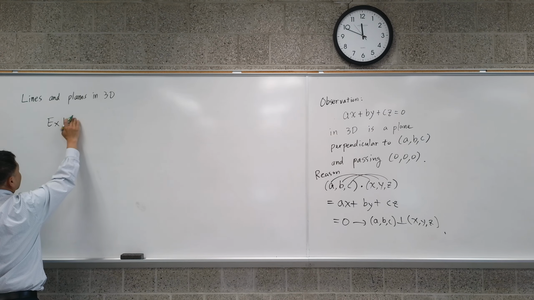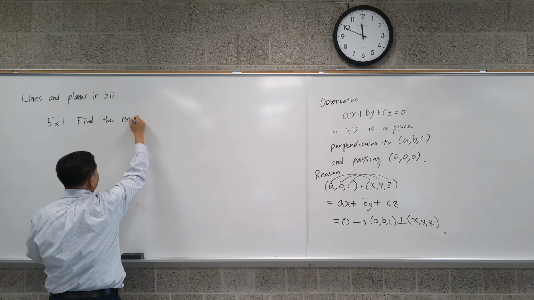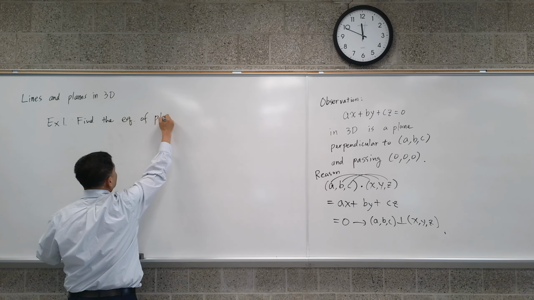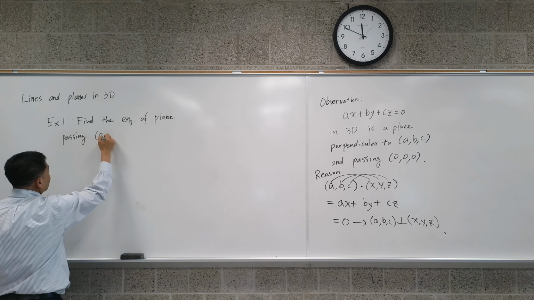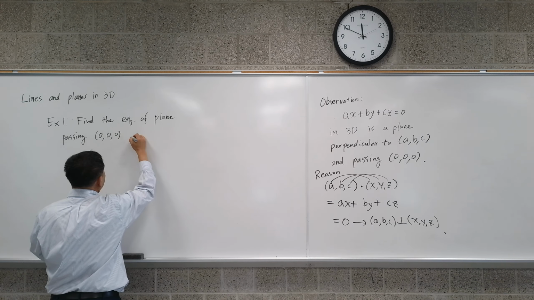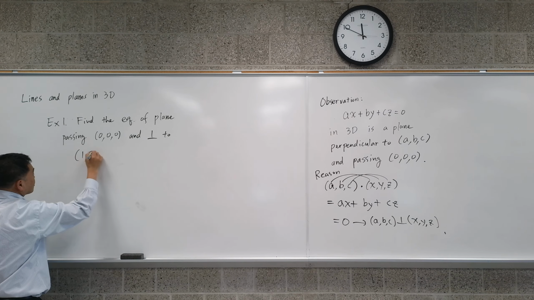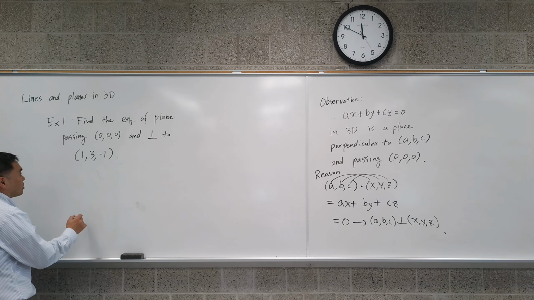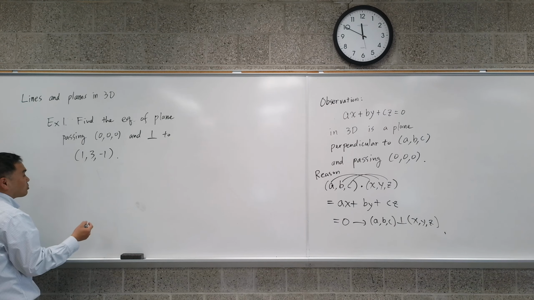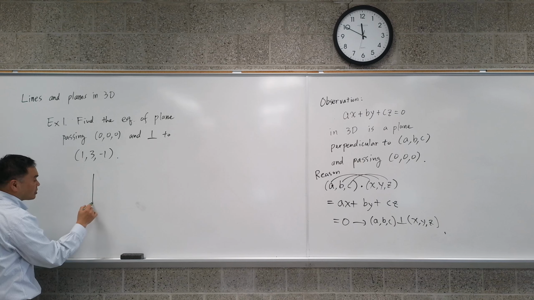Example 1. Find the equation of the plane passing through 0, 0, 0 and perpendicular to 1, 3, negative 1. And although you can just directly use that as the formula, let me try to describe this and figure it out as if we didn't know that, okay?